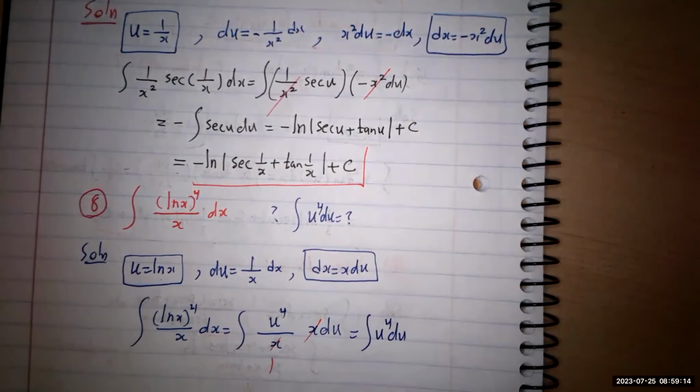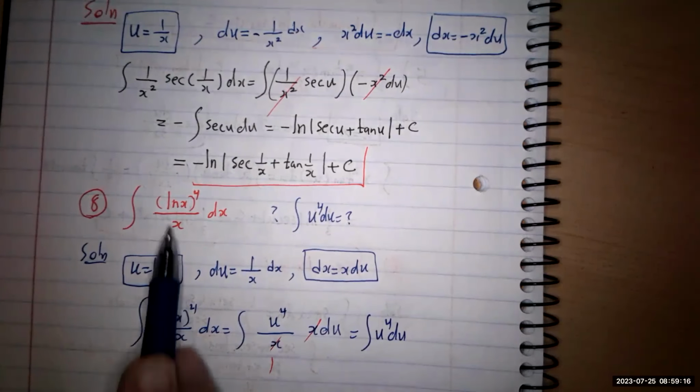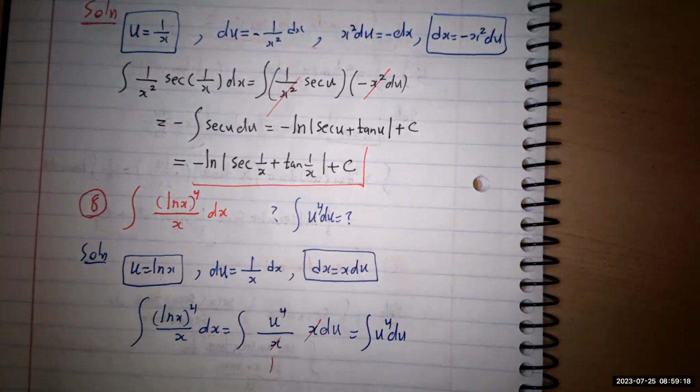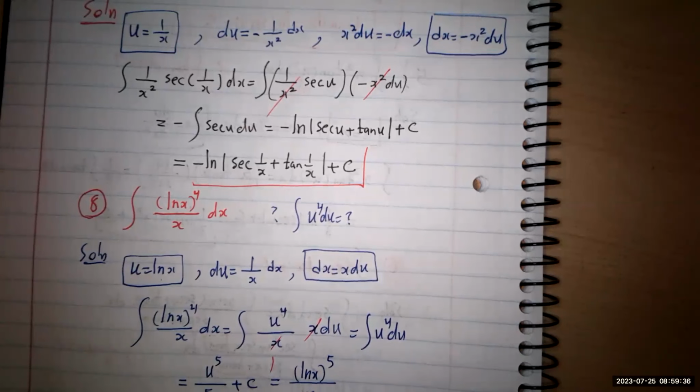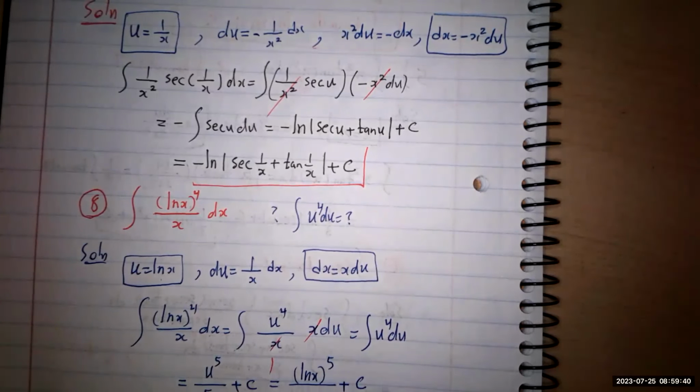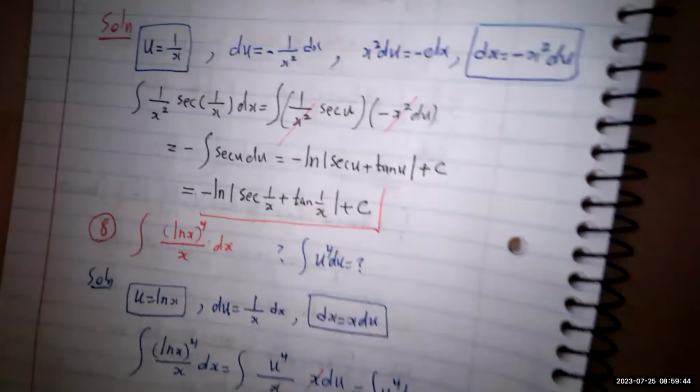Any question? So we know, we target it, and then we get it. And you know that this is going to be what? This is going to be equal to u to the 5th over 5 plus c. But what is u? ln x. So that gives you (ln x)^5 over 5 plus the constant c, and then you are done. Very popular problem. Any question?